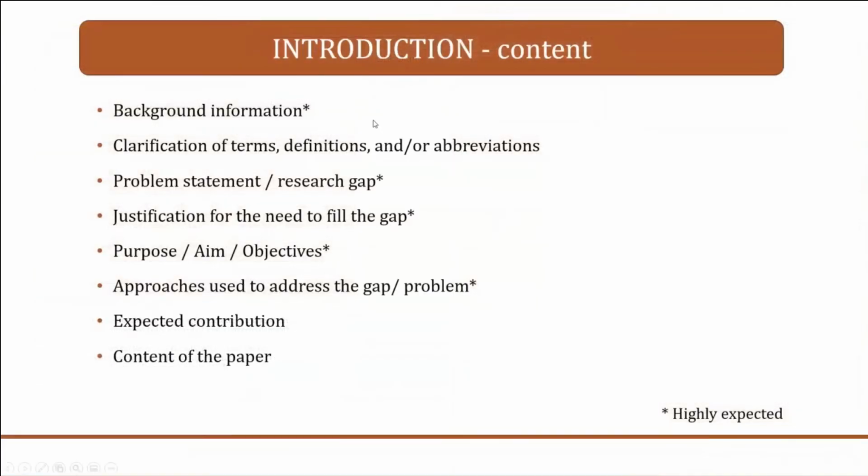So the introduction content covers the background information, clarification of terms, definitions and/or abbreviations, problem statement, research gap, justification for the need to fill in the gap, purpose, aim and objective, approaches used to address the gap, and expected contribution and content of the paper. The ones I marked with an asterisk here are highly expected. In any introduction that you write, you need to make sure you have a background, a problem statement, justification, the purpose, and the approach that you use. Sometimes in the introduction, students or writers tend to focus on the background information but do not discuss the justification or the approach because they think it's an introduction and they don't have to talk about that. No, these are the key points to make sure that your introduction is focused enough, detailed enough, and concise enough for your paper.